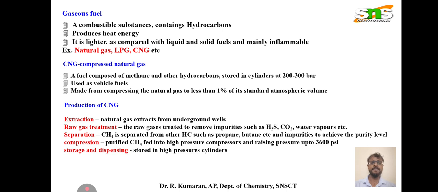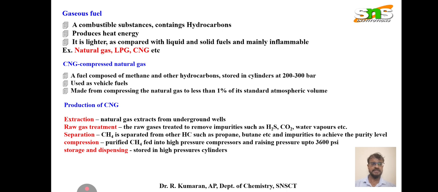So how is it produced? Production of compressed natural gas. First, it is extracted from the ground, from a natural source. Natural gas is extracted from underground wells. That is the initial source to make it the final stage of CNG.